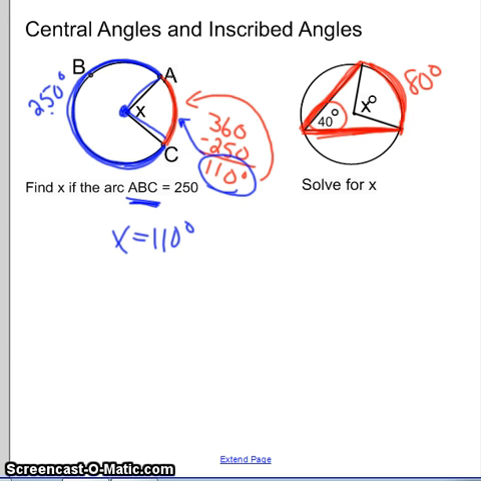Well, working backwards, if we know that this is 80 degrees and we have a central angle that opens to it, then we know that x is equal to 80 degrees.